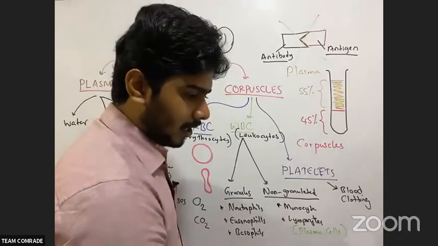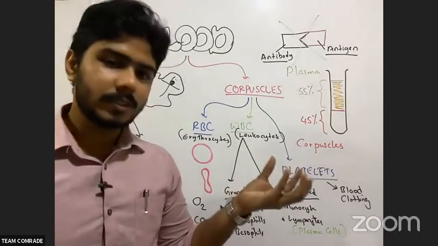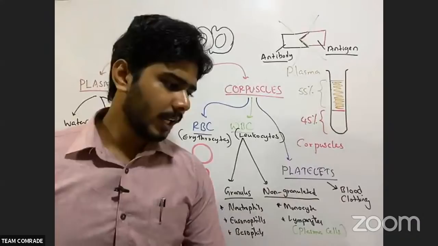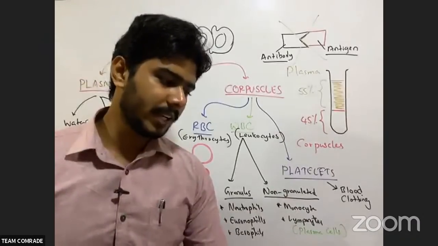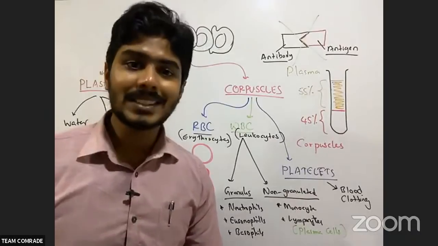Then come to the next one, the function of the blood. Red blood cells, I told you, contain a red color pigment called hemoglobin. That's why we have oxygenated blood, red in color. Then the function: hemoglobin carries oxygen from the lungs to the body cells and also gives blood its red color.